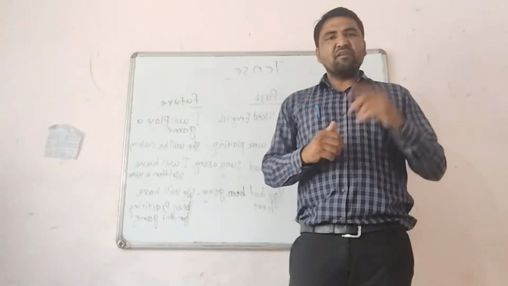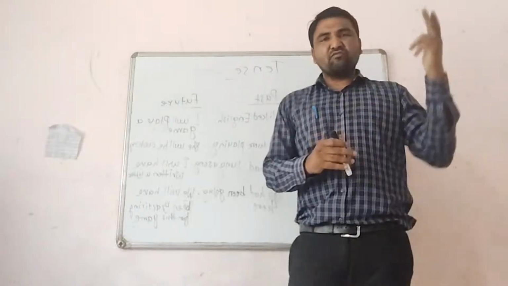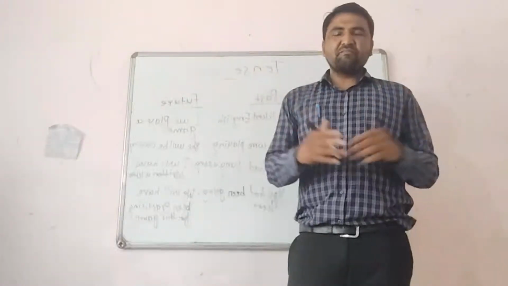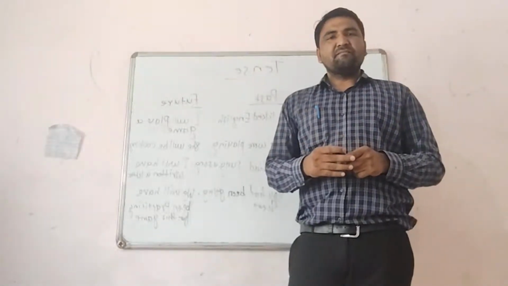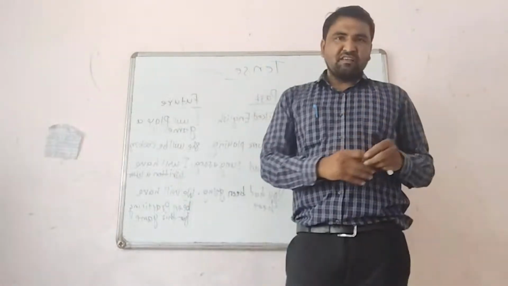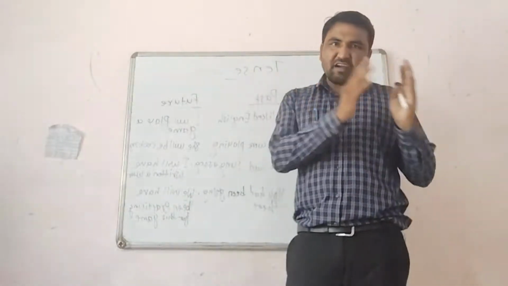Suppose I will come to meet you and we will be talking to one another. Tomorrow the examination will be going on. She will be singing a song. They will be cooking food. So these are examples of future continuous tense.